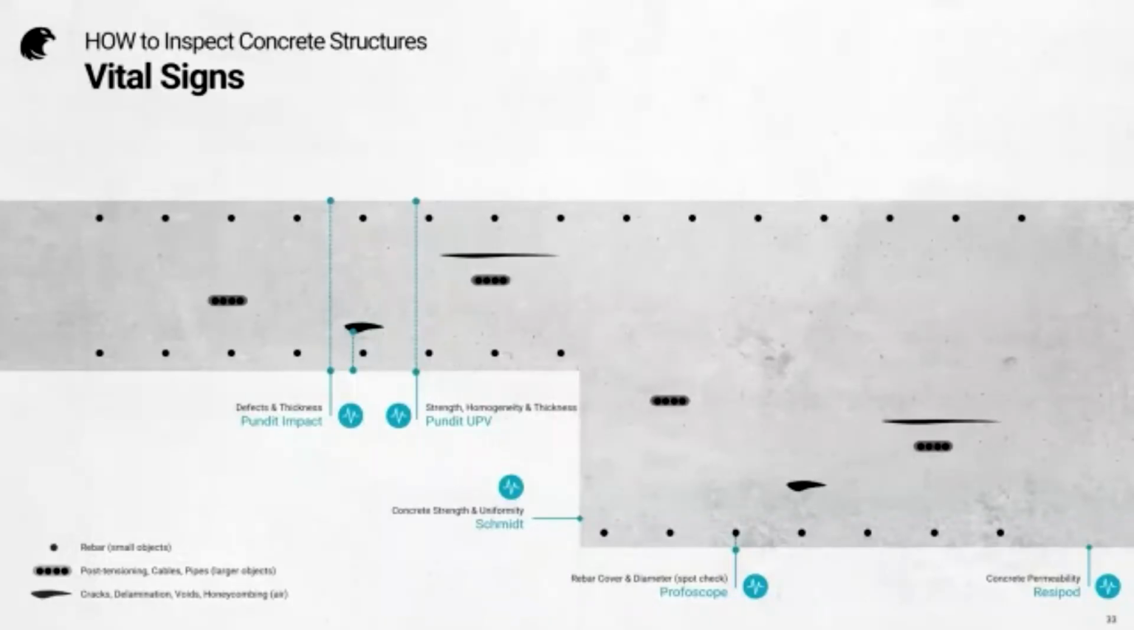So first step, what am I going to record by? I don't really want to record by machine, because if I take a Profoscope measurement, maybe I'm getting one kind of information. If I take GPR measurements, I'm going to be getting a different kind of information. So instead, let's go by the type of vital signs: defects and thickness, or strength, homogeneity and thickness, or concrete strength and uniformity. That's what we're going to choose as our main class to work with.